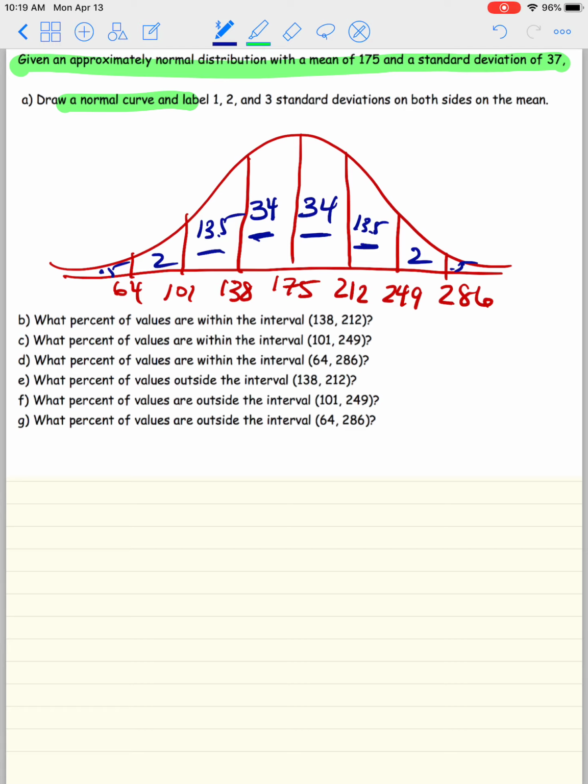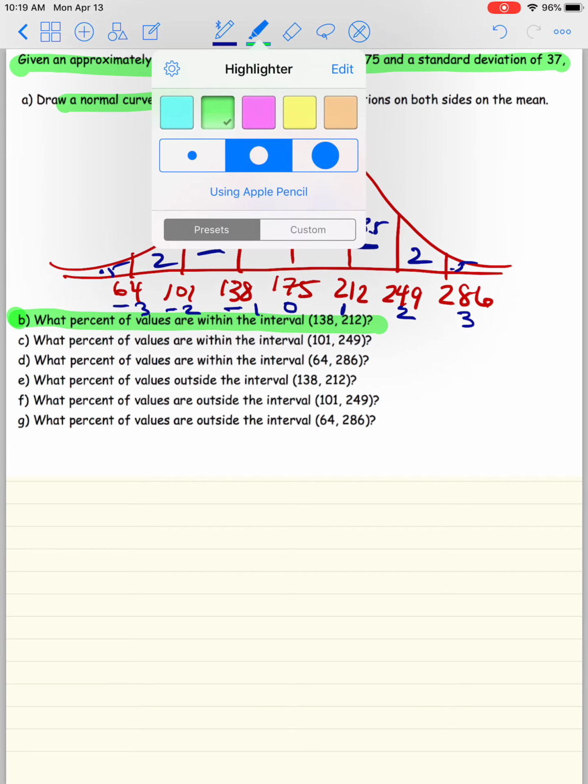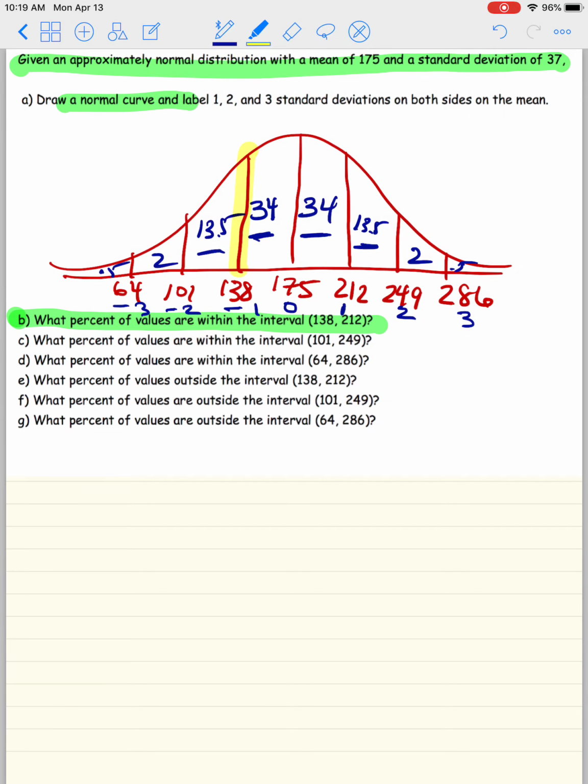What percent of values are within? Let's try letter A. Letter B. What percent of values are between 138 and 212? Well, maybe I should say this is 0, 1 standard deviation, 2 standard deviations, 3 standard deviations away, and -1, -2, -3. Well, in this case, 138 to 212 is within 1 standard deviation. And we know within 1 standard deviation, it's going to be 68%.